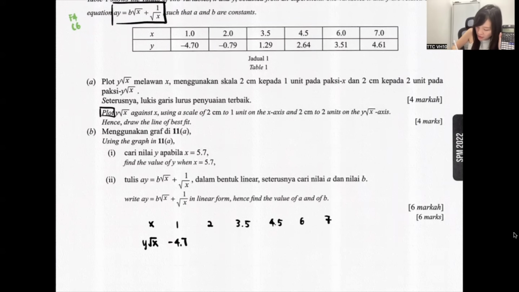Negative 4.7. Next one, y = square root x. Understand how to press all? Negative 0.79 square root 2. Guys, a lot of decimals. May I know how many decimals should I write down for this chapter, linear law? Don't know whether you know or not.